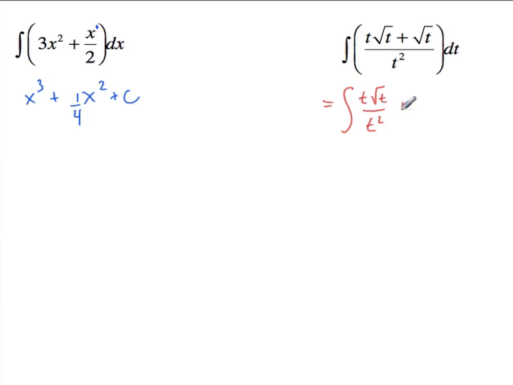t squared plus root t over t squared dt. And then we can start combining things. So that's t times t to the half. So that's t to the 1 and t to the half. It's 1.5. So that's t to the 3/2 over t squared plus t to the 1/2 over t squared dt.